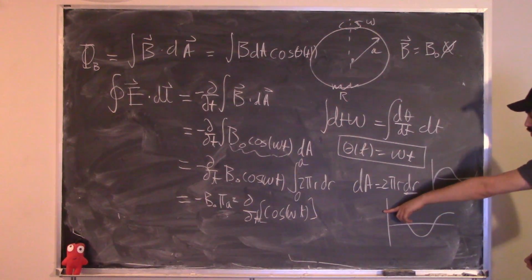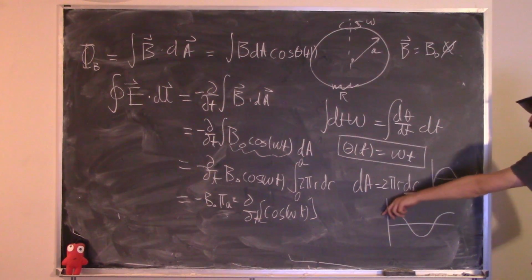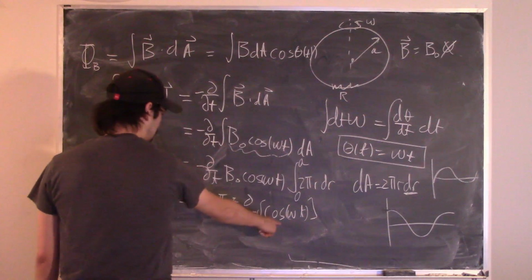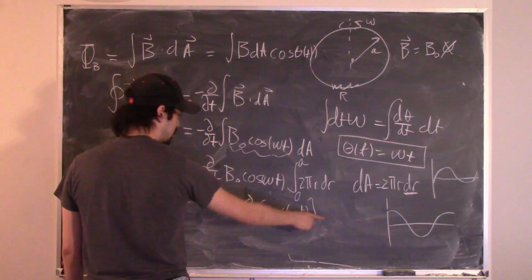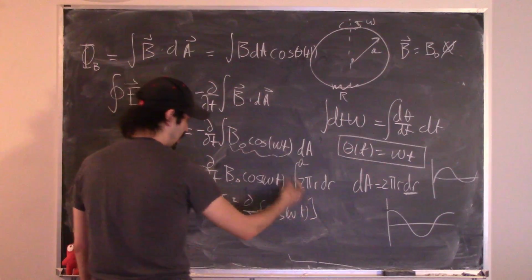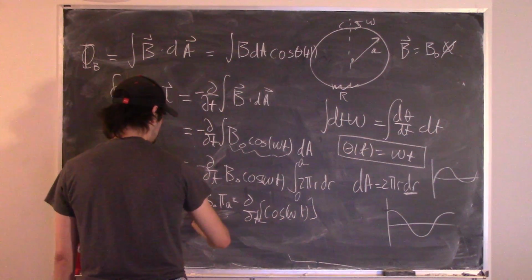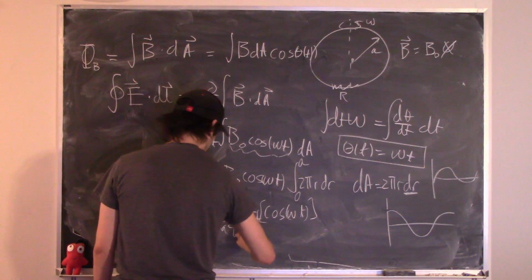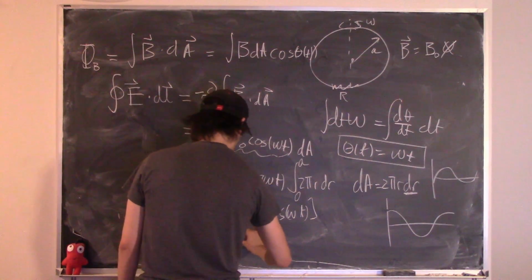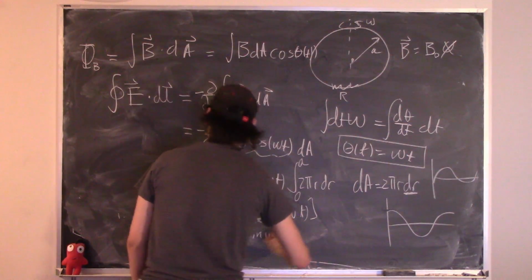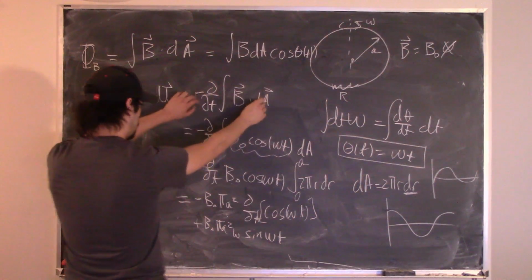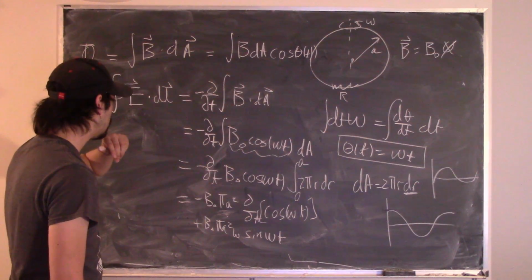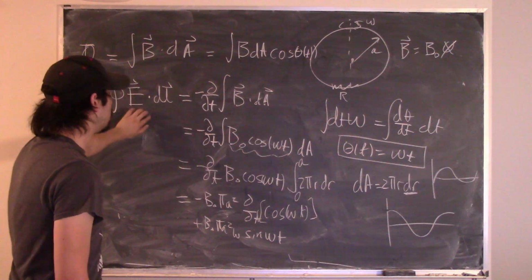So the derivative here is going to be 0, but it's changing from being positive to being negative. And so that means that this is going to give me negative omega sine of omega t. So that's going to make this plus B0 pi a squared omega times sine of omega t. So this is going to be the right-hand side of Faraday's Law.